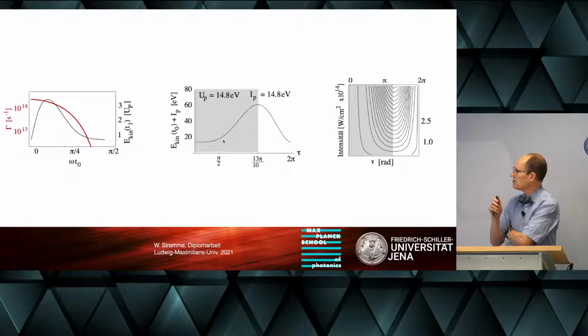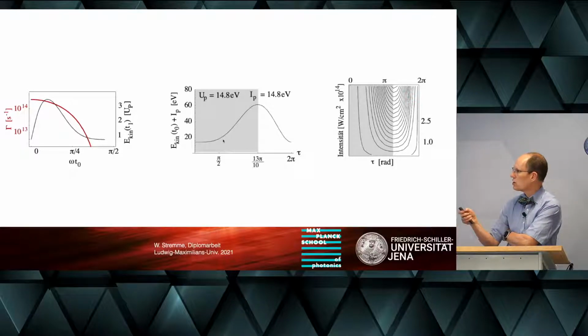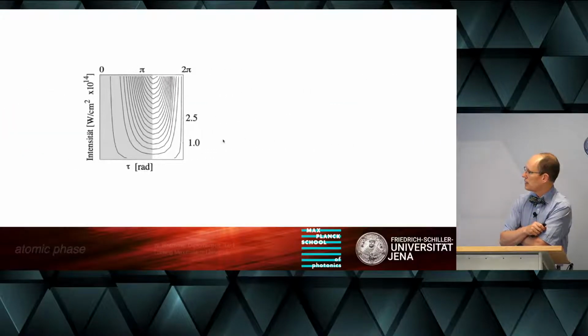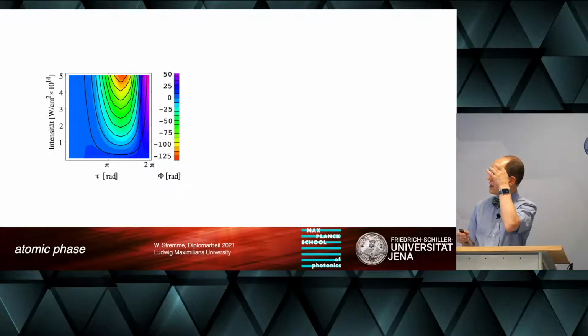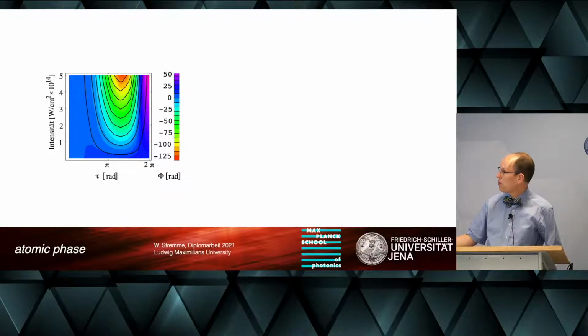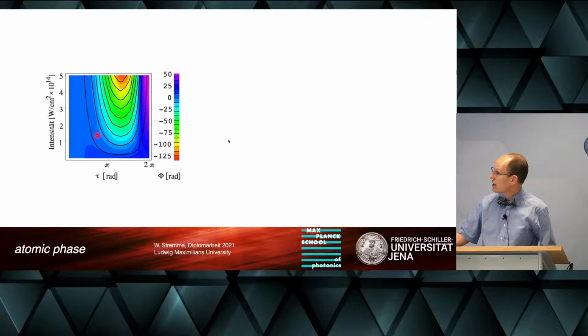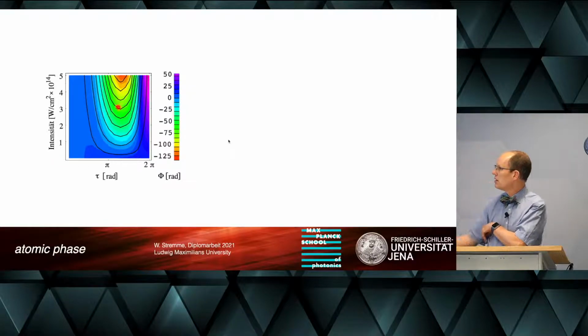So once again, this half corresponds to the short trajectories, and this here to the long trajectories. Now we put the result of this calculation that I just showed you on top of that. So what you see here in colors are the phases computed by this method.